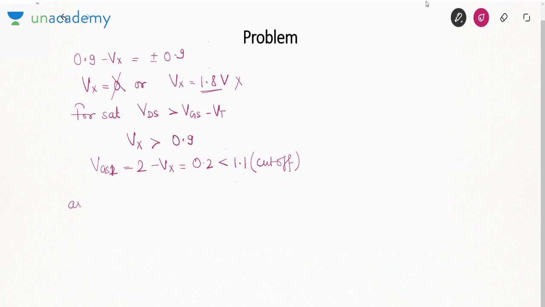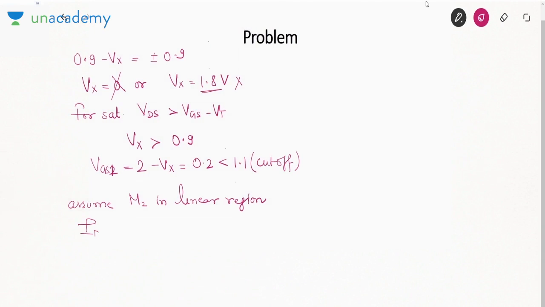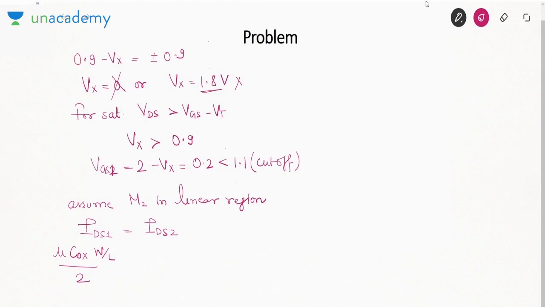So now what will I have to do? I'll have to assume M2 in linear region. Our assumption was incorrect. M2 must be in linear region. Now when you assume M2 in linear region, the current must still be the same. IDS1 should be equal to IDS2. IDS1 will be mu COX W by L divided by 2, because this is in saturation, right? So I can directly write this expression, 0.9 minus Vx square. What about IDS2?